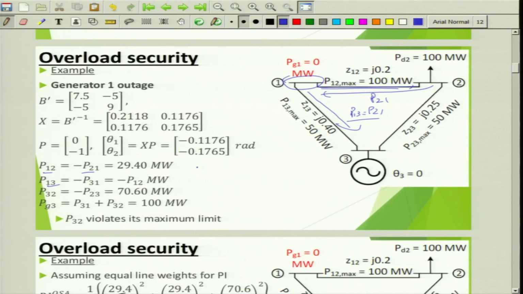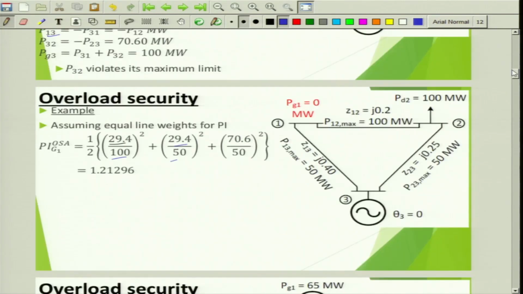P21 is minus 29.4. This is the same as P13, minus 29.4. Got it, no? Then you do it for all the lines. So magnitude is the same, 29.4, 29.4, but limits are different. So finally you get this performance index 1.21, some number is there. Now next we'll go forward.